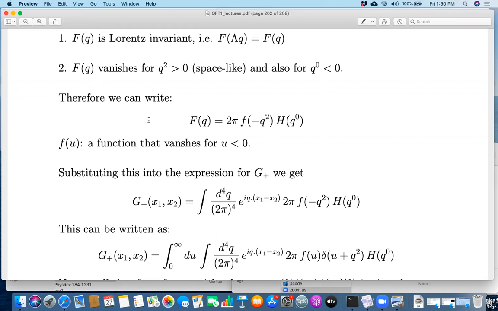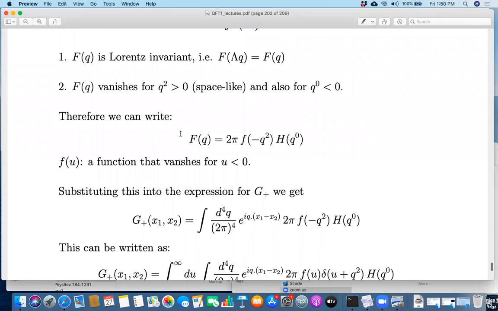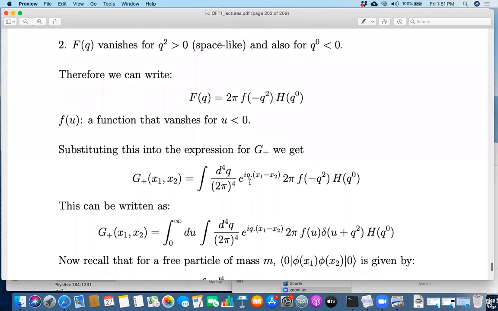Okay, maybe I can say it again, or at least summarize what I have said. So what we have said here is that using these two facts, that f of q is Lorentz invariant and f of q vanishes for space-like momentum, we can write down this most general form of f of q in terms of a function of a single variable. Small f of u is a function of a single variable, and this function has the property that it vanishes for negative u. And now what you are going to do is to substitute this in the expression for G plus, and this is the expression for G plus that we got.